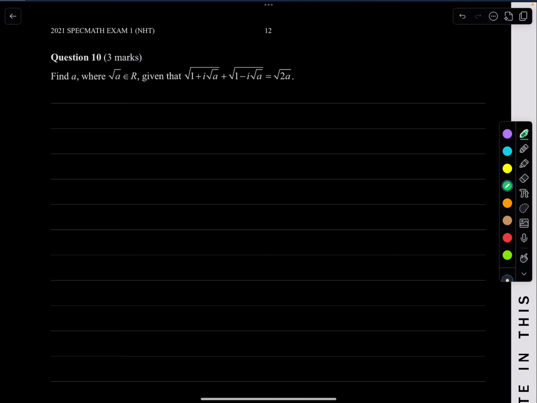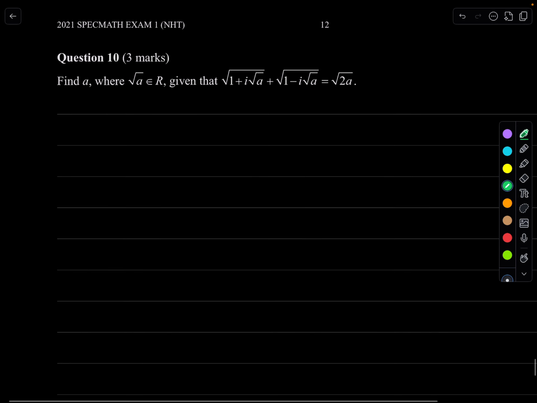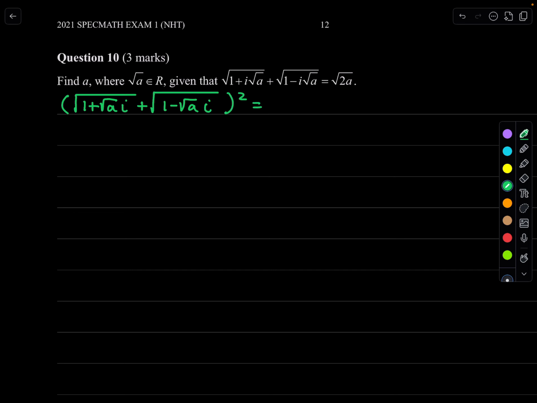So, find A, where root A is an element of all reals, given that this is that. Okay, so we can see that there's a lot of square roots. I'm going to square both sides, just to get rid of those square roots. So I'm going to square both sides. So it'll be 1 over plus root A, I plus 1 minus root A, I, all squared. And if you're squaring, this is just 2A.